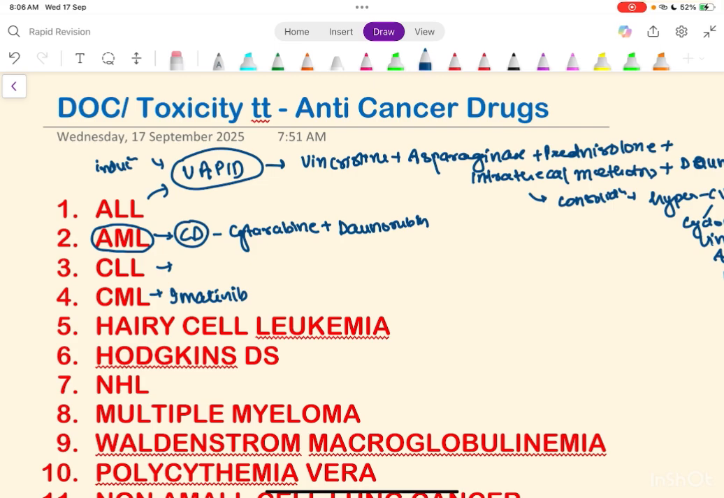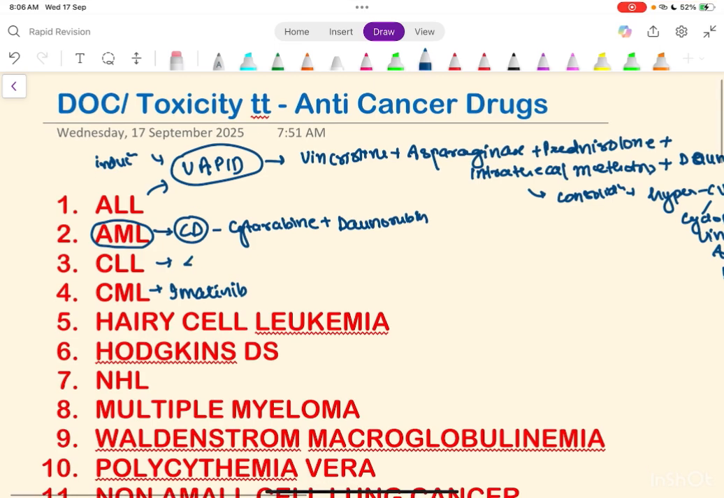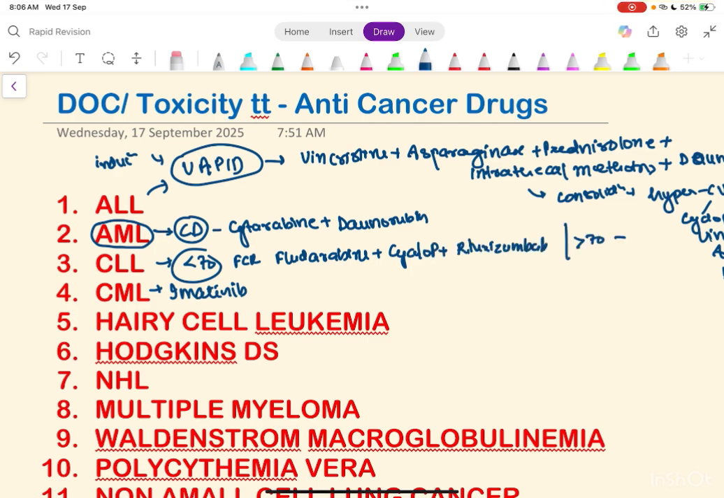Okay, then CLL. In CLL there's this age thing, so if it is less than 70 you give FCR. Now what is FCR? It is fludarabine, cyclophosphamide, and rituximab. But if it is more than 70, then we give chlorambucil. In hairy cell leukemia, we give cladribine.